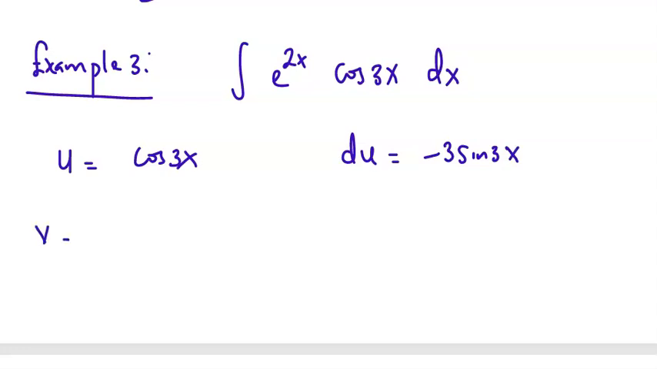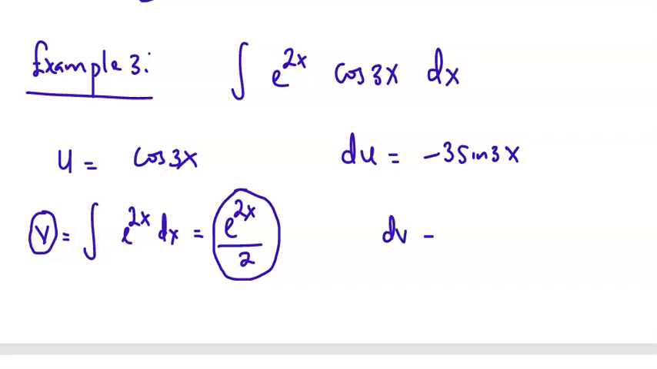Then our v is going to be the integral of the other function, e raised to the power of 2x dx, which we know very well is going to give us e raised to the power of 2x divided by 2. So circle it. This is our v.